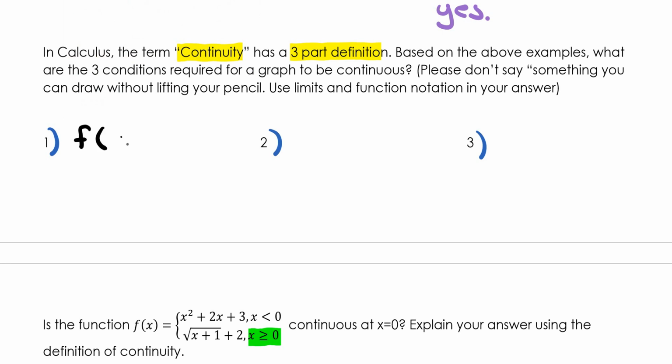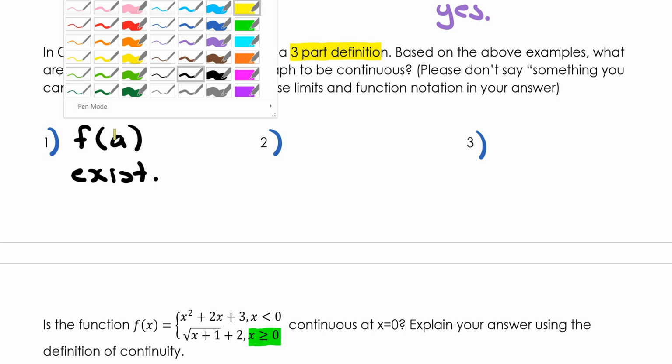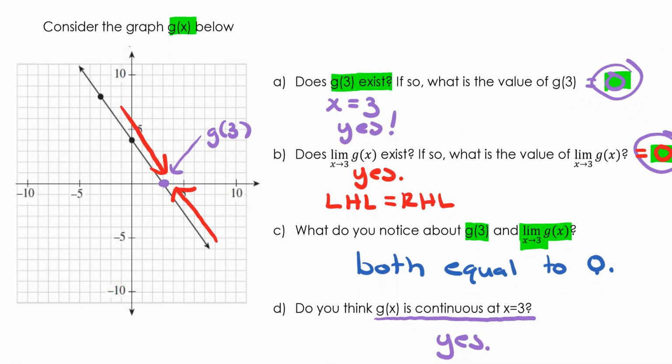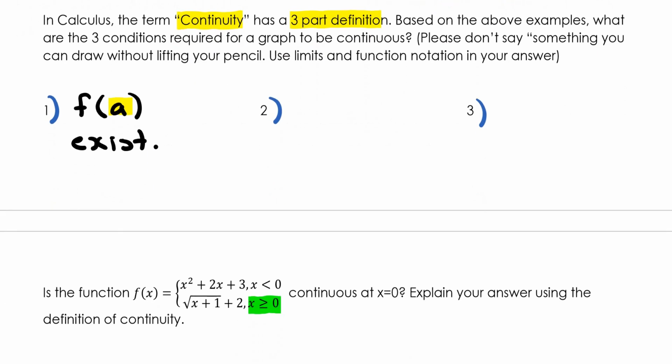First of all, the function has to exist at the x value. Okay, so f of a has to exist. This a is the x value, so the graph actually has to be defined for the x value that you're looking at. In our previous example, our a value was 3, and so if we're looking at x equals 3, the graph has to exist when x equals 3, right? So that's the first part of the definition.